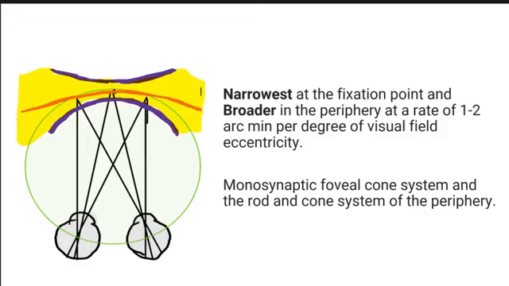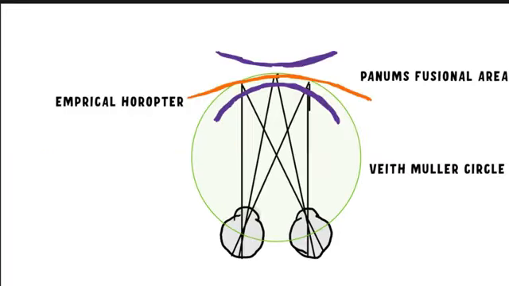Now again, you should remember that Panum's fusional area is narrow in the center, and as you go towards the periphery, it gets broader. The reason is that the foveal cone system has monosynaptic connections, whereas as you go to the periphery, there are polysynaptic connections between the photoreceptors. So that is one reason why Panum's fusional area is narrower in the center and broader in the periphery.